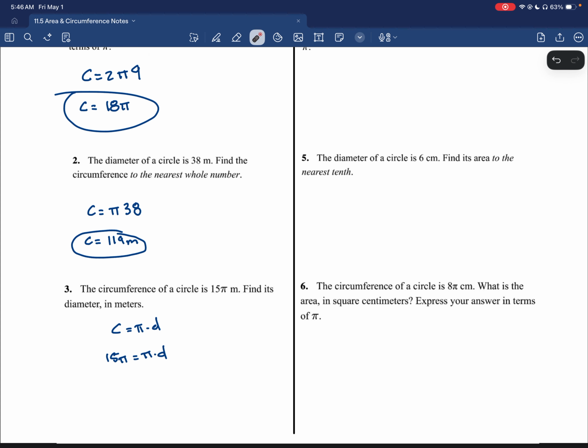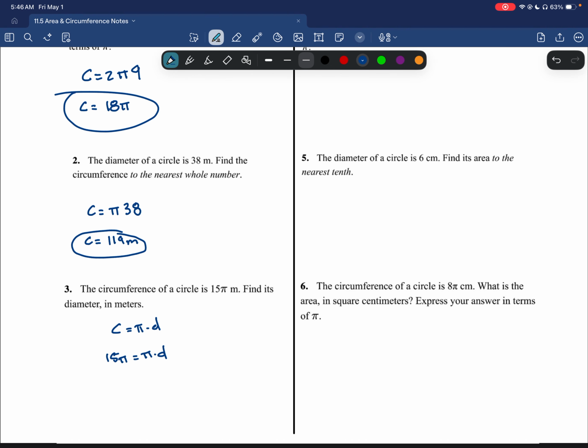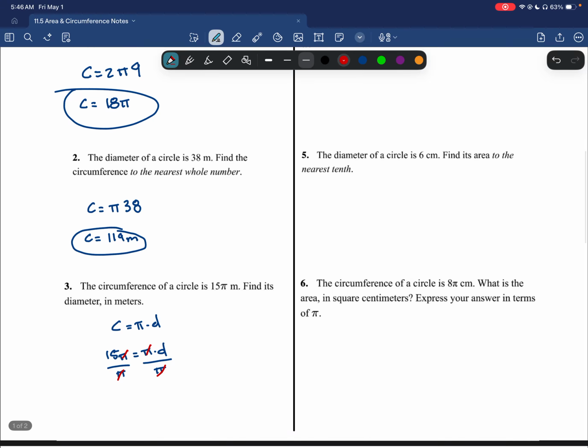Now to solve this, I need to get the diameter all by itself, so I have to get rid of this pi. I ask myself, what is pi doing to the diameter? It's multiplying, so I need to do the opposite of that. I need to divide both sides by pi. When I divide both sides by pi, the pi's cancel on the right, and the pi's cancel on the left. You can also just put it in your calculator, and you'd get 15 is your diameter. And that's my answer.